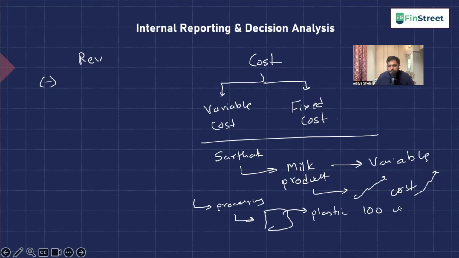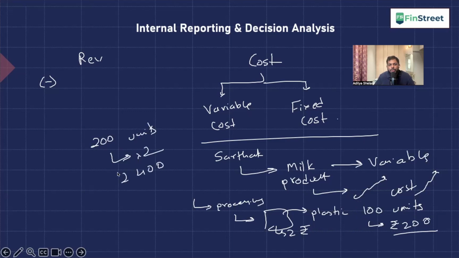If you are producing 100 units, and let's say the package is costing 2 rupees per 1 liter package, then it would cost you 200 rupees. But if we are now manufacturing 200 units, it will cost you into 2, that is 400 rupees. If we have 600 units of milk to be sold, and we need a plastic package of 2 rupees for each unit, so it will be into 2, and now your cost is 1200.